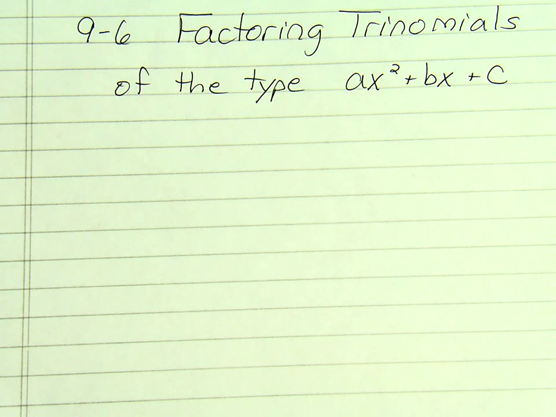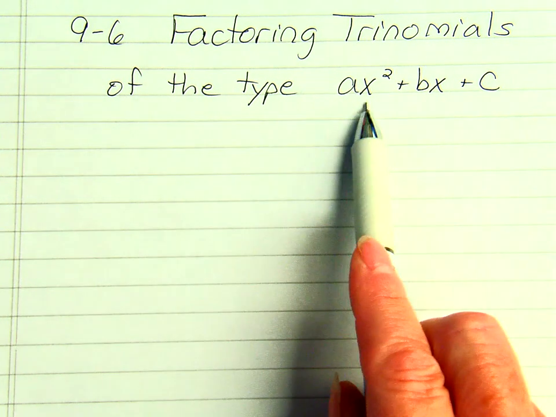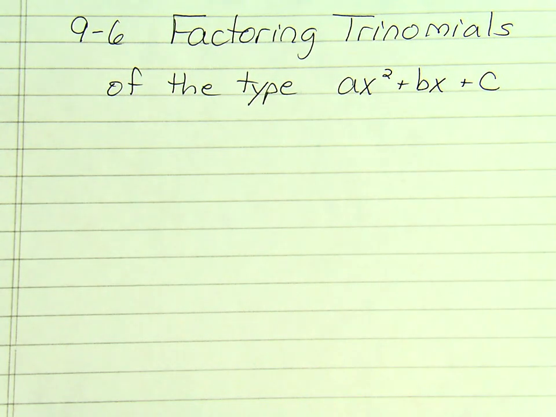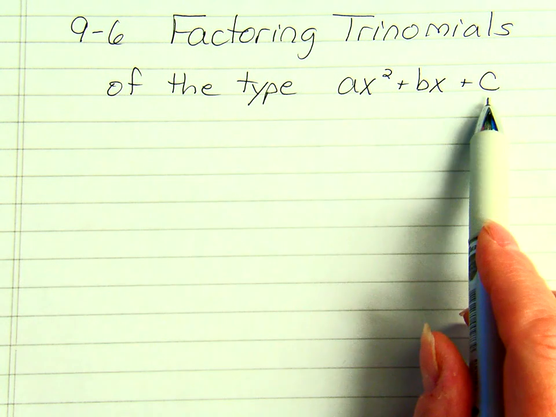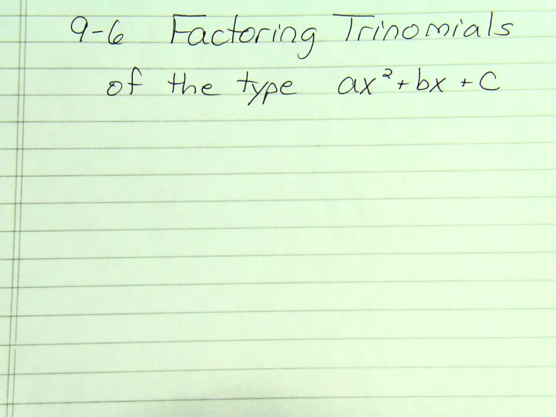Today we're going to do lesson 9-6, factoring trinomials of the type ax squared plus bx plus c. So notice we're adding our a in front of the x squared. So let's just kind of start in. We know what we're going to be doing. We're going to be factoring a and factoring c and working them so that we get the proper b.